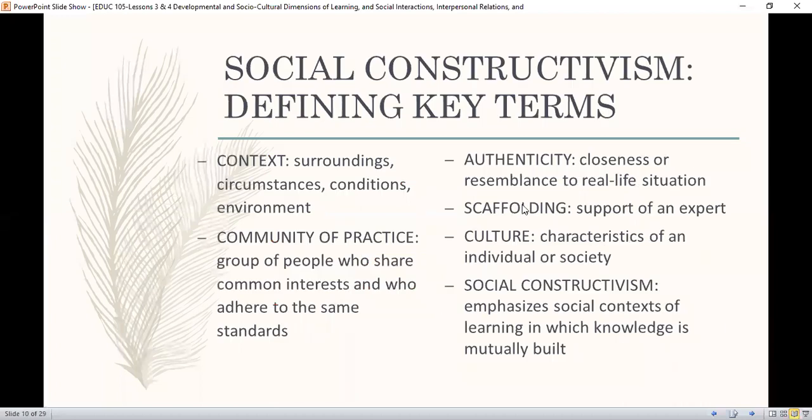Let us define the following terms. First, context. When I say context, it means surroundings, circumstances, conditions, or environment. Example, in this type of learning in which we are in, the context is we are in online learning. We are meeting virtually. You have your phones, I have my laptop. Okay, so this is distant learning. That's the context. That's the condition.